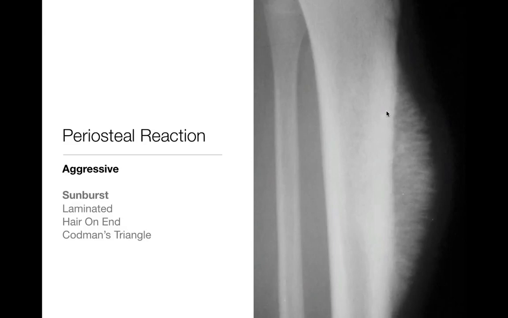And so this is a nice example of a sunburst periosteal reaction, really something scary. We don't really see a tumor here very well. You get the vague idea there's some sclerosis here. This was a periosteal osteosarcoma in this case that was causing this periosteal reaction.